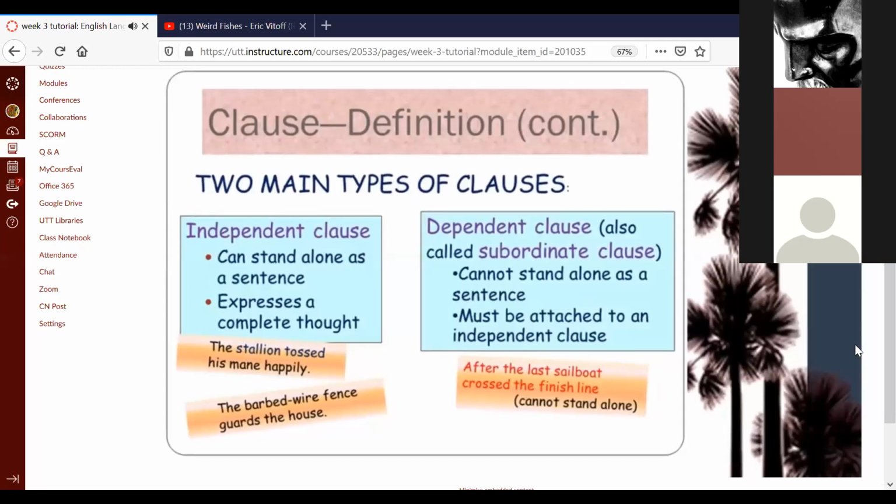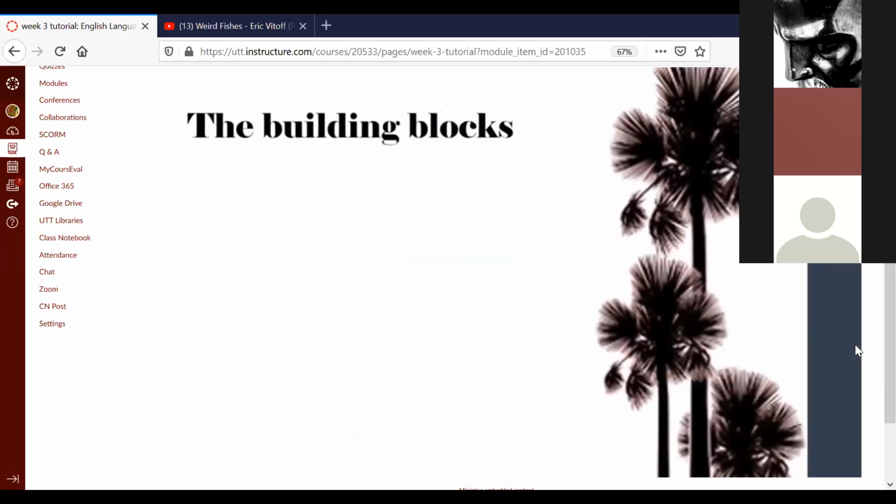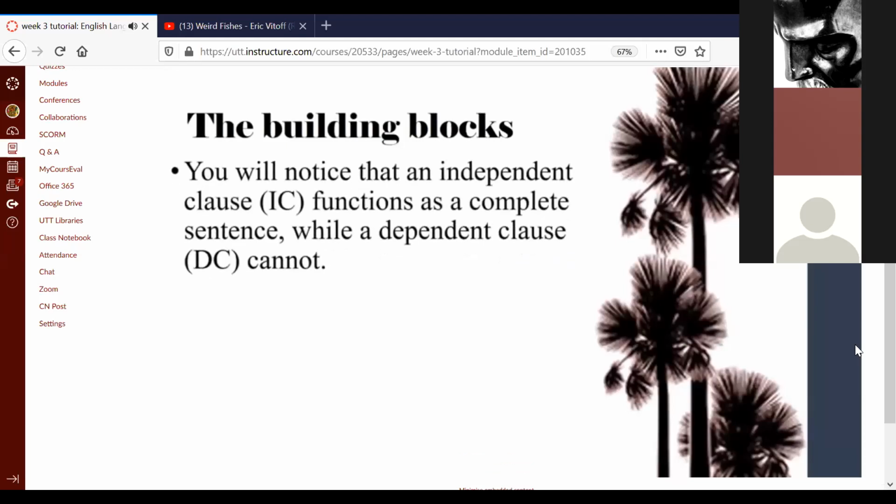The independent clause can stand on its own. It expresses a complete thought. The dependent clause, however, cannot stand on its own, does not express a complete thought, and usually indicates that that clause is subordinate to the independent clause. You will notice that the independent clause functions as a complete sentence, while a dependent clause cannot.